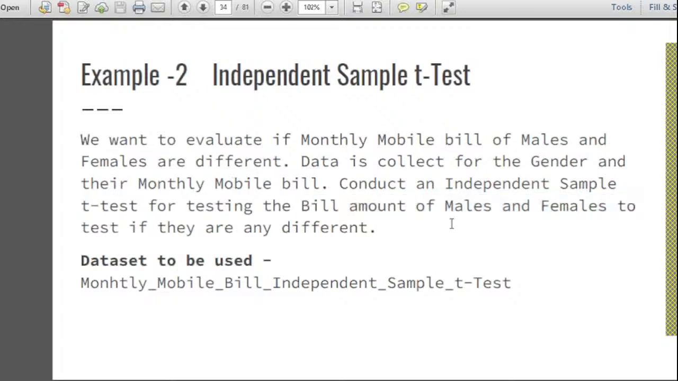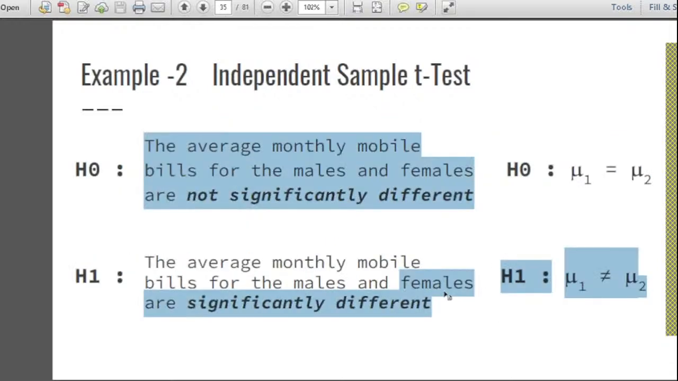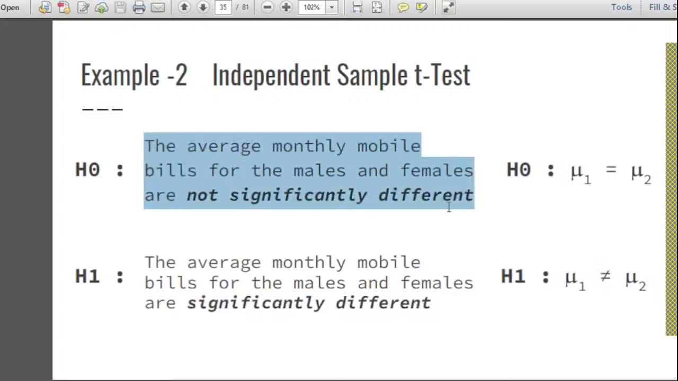Okay. No difference is right. No difference is no change, right? Exactly. Bill one is equal to bill two, or bill male is equal to bill female. And alternate is, yes, there is a difference. Mu one is not equal to mu two. So my null will be the average monthly mobile bill for males and females are not significantly different.